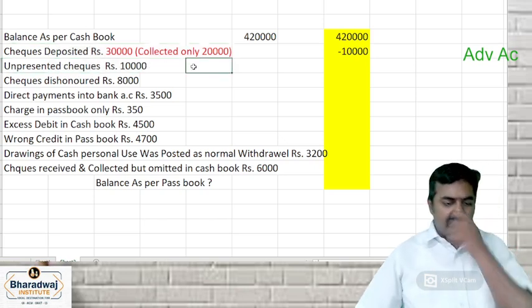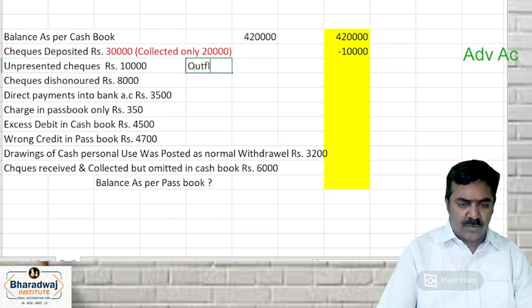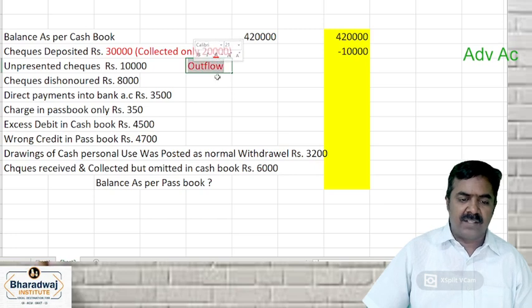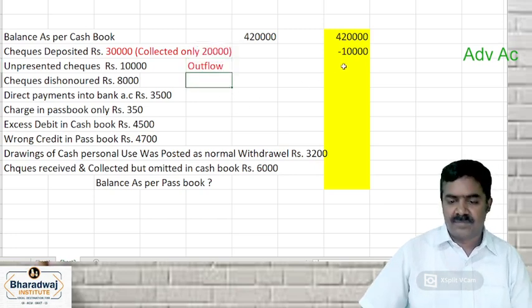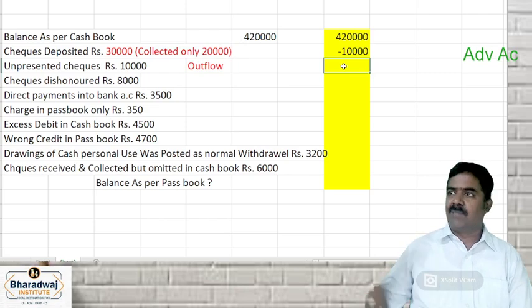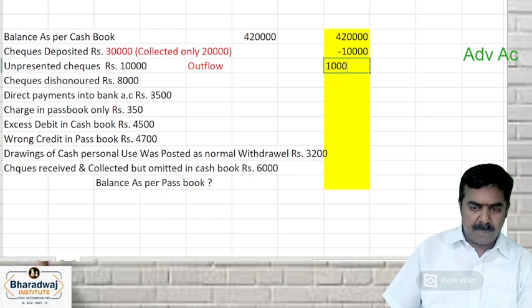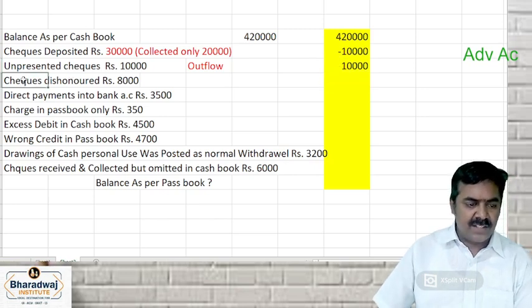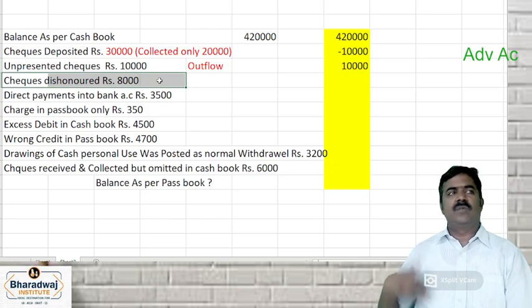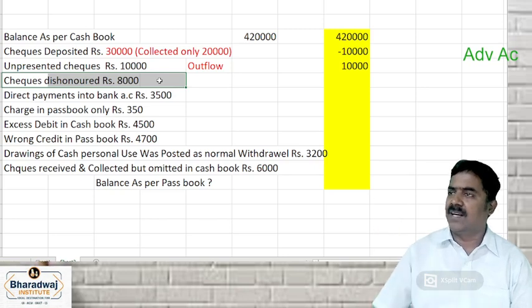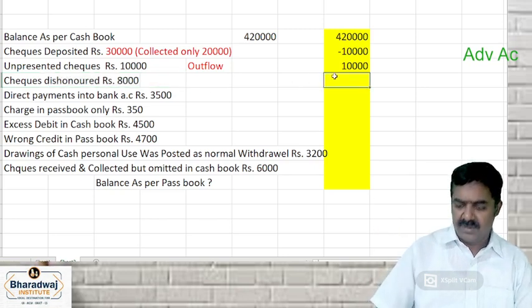What do you mean by unpresented check? Is it an inflow check or an outflow check? Outflow check. We have deducted, but the bank has not deducted. What to do? Add back. Checks dishonored. While depositing the check, what would we have done? We would have added. Has the banker added? What to do? Minus.